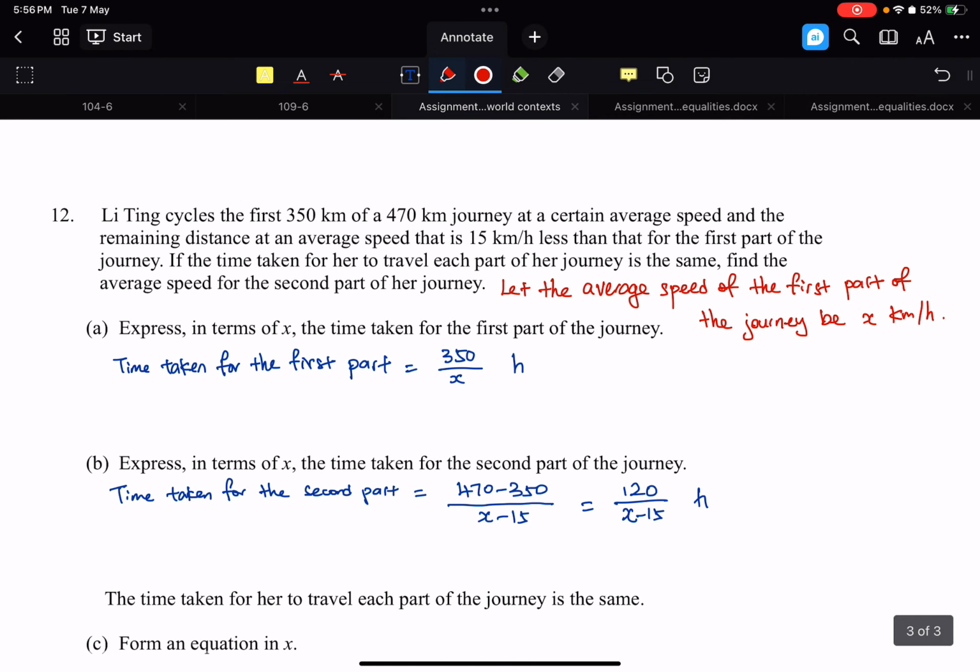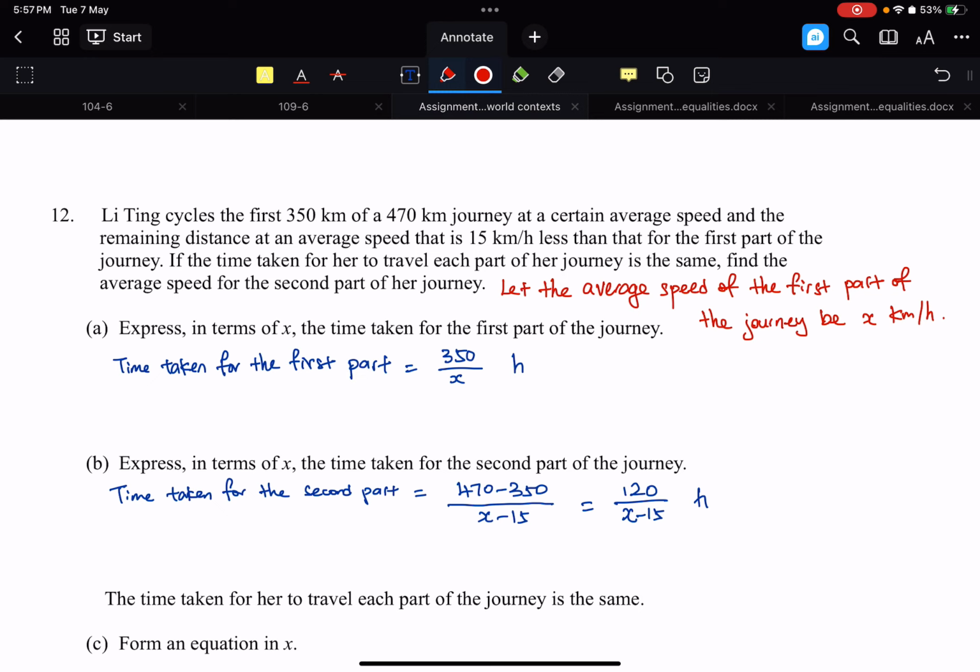Right, next example, Li Ting cycles the first 350 km of a 470 km journey at a certain average speed. So the certain average speed we do not know, so I'm just going to let it be x, right? So that's the definition I wrote down. Let the average speed of the first part of the journey be x. Now you can also define x as the average speed of the second part of the journey. You will obtain the same final answer, but in this case I just follow the sequence at which the question provides the information, right?